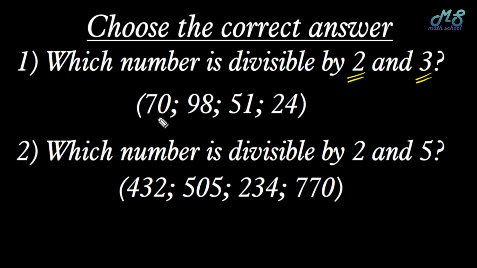70 is divisible by 2, but is not divisible by 3. Why? Because 7 plus 0 equals 7, and 7 is not divisible by 3. 98 is divisible by 2. Why? Because the last digit is 8. And the sum of its digits equals 9 plus 8 equals 17. 17 is not divisible by 3, so 98 is not divisible by 3.